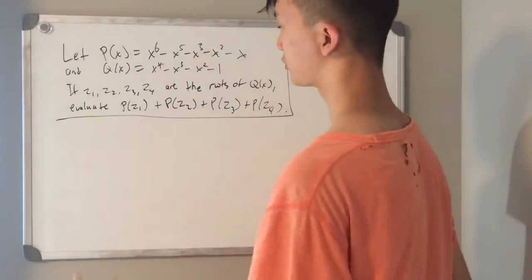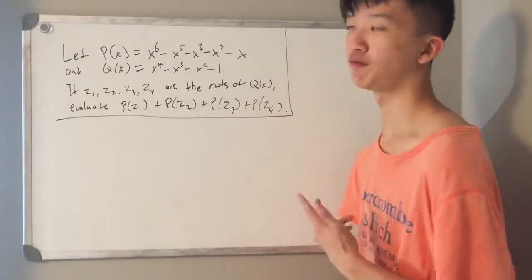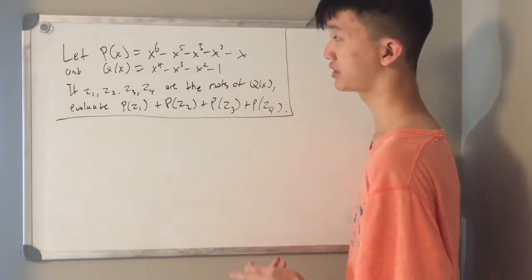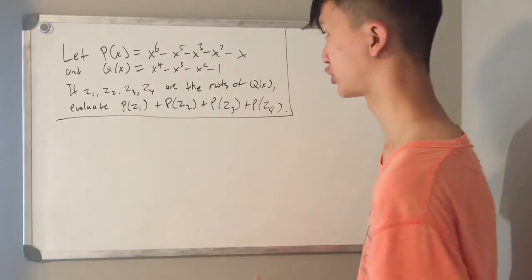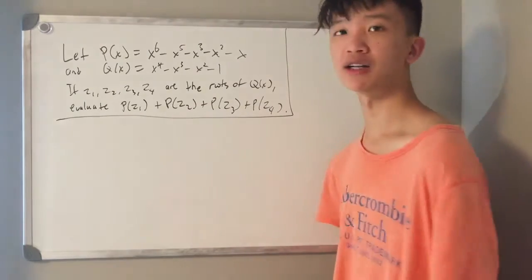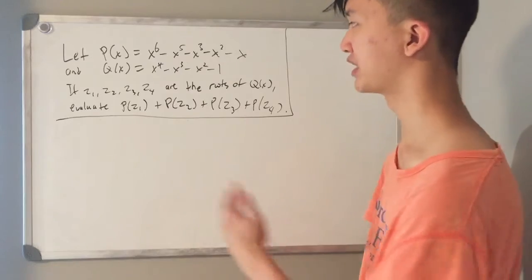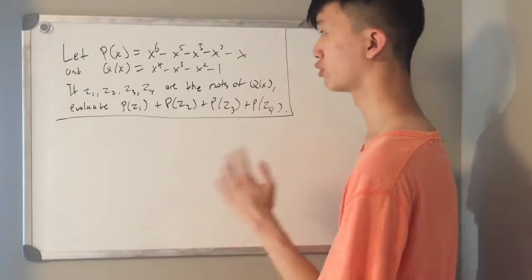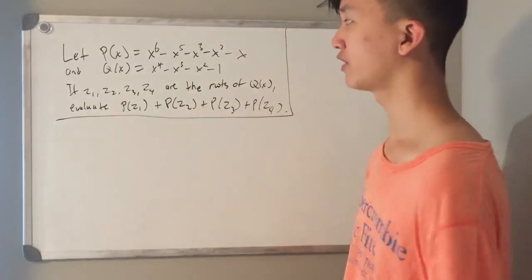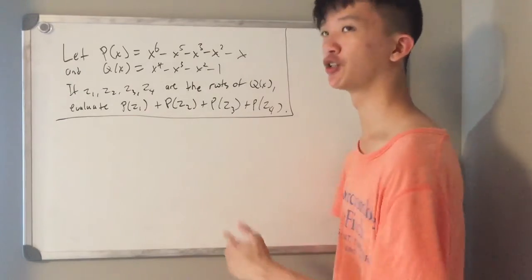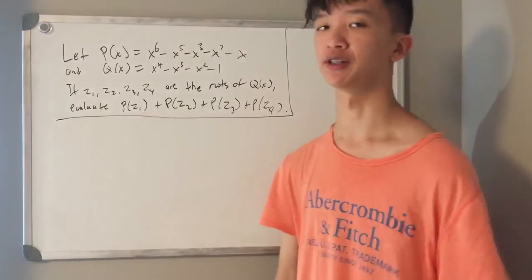So let's let p of x be equal to x to the 6 minus x to the 5 minus x to the 3 minus x squared minus x, and q of x be equal to x to the 4 minus x to the 3 minus x squared minus 1. Now if z1, z2, z3, and z4 are the roots of q of x, we have to evaluate p(z1) plus p(z2) plus p(z3) plus p(z4).